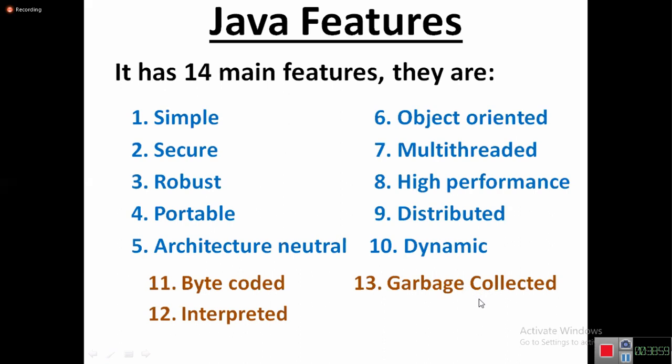Garbage collected. What is the meaning of garbage collected? Unused memory is called garbage. That unused memory is collected automatically by the JVM and destroyed. That's why it's called garbage collected.